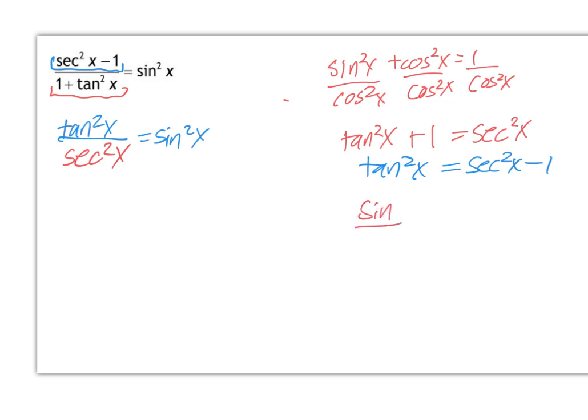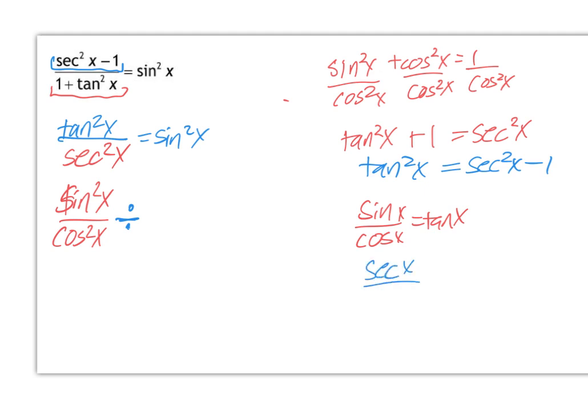So sine over cosine is equal to tangent of x. So I'm going to write that as sine squared x over cosine squared x. And then I'm going to divide and just do this horizontally, because secant of x is equal to 1 over cosine of x. So I'm going to write that as 1 over cosine squared of x for secant of x squared.